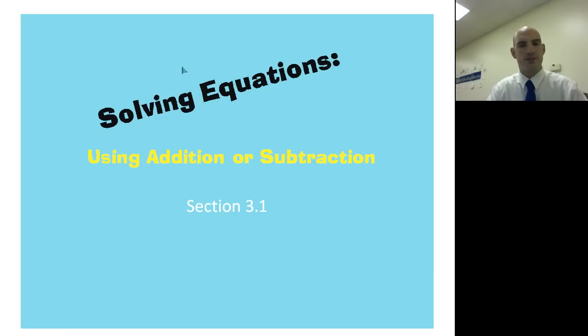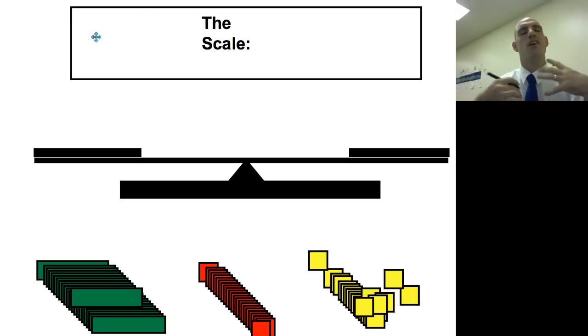Today we're going to talk about solving equations using addition and subtraction. We've already been doing this a little bit in the mental standpoint, but I want you to think about something. Equations are like a scale, and this scale must stay balanced. And so you initially have an equation where one side equals the other side.